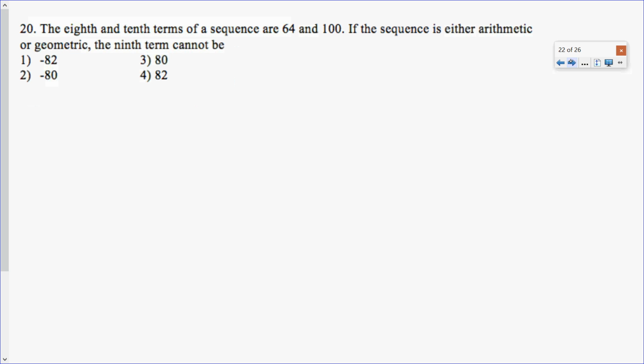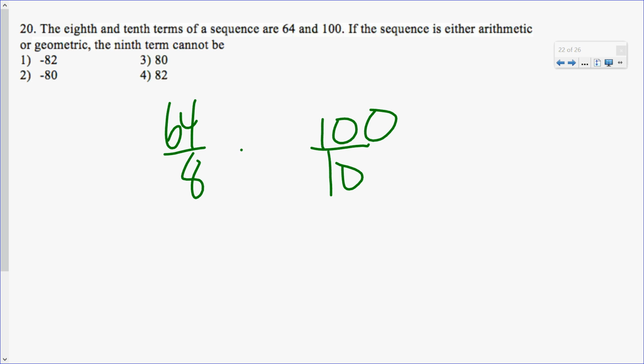The 8th and 10th term of a sequence are 64 and 100. If the sequence is either arithmetic or geometric, the 9th term cannot be. So this is a tricky question. I encourage you to pause it and try it on your own first. However, if you feel like you're lost getting started, then that's fine. But basically, you're going to have to go through each choice and see if it works. All right, so at this point, if you wanted to try it on your own first, you already have. I'm going to go through each choice.